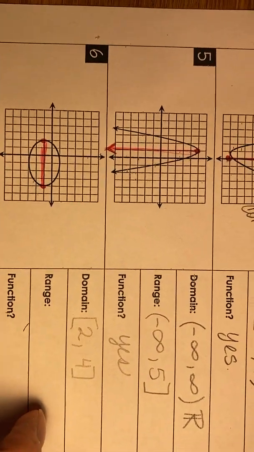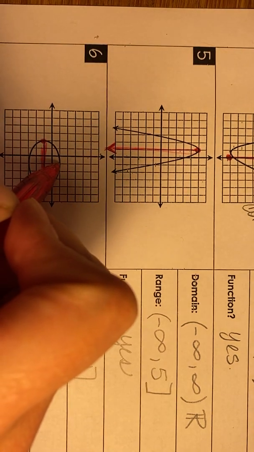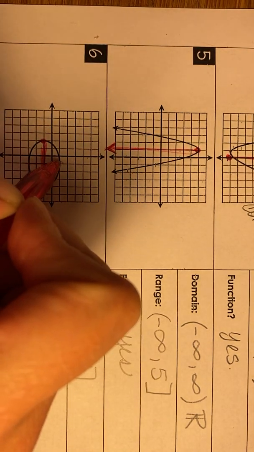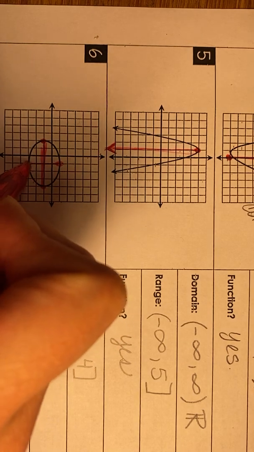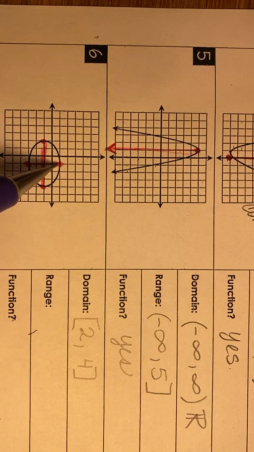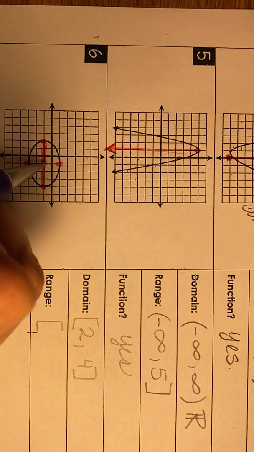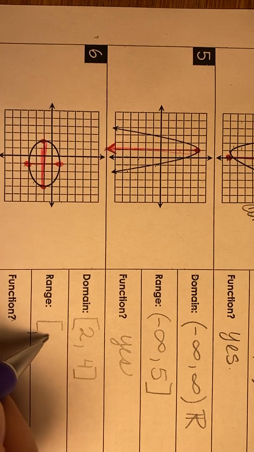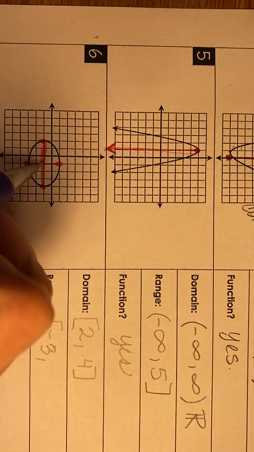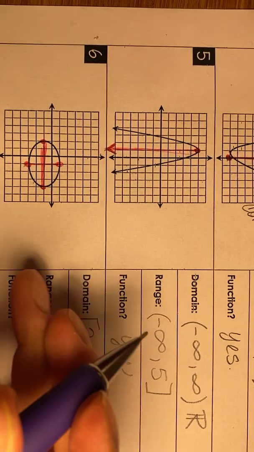Okay. Now the range, I'm going to go ahead and bring this over here and not bring it to the y-axis, just because it's a little easier to see the minimum and the maximum here. So going from bottom to top, the range is closed at negative 3, and positive 1 is the maximum value, closed.